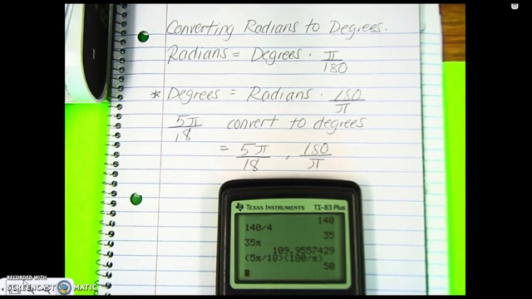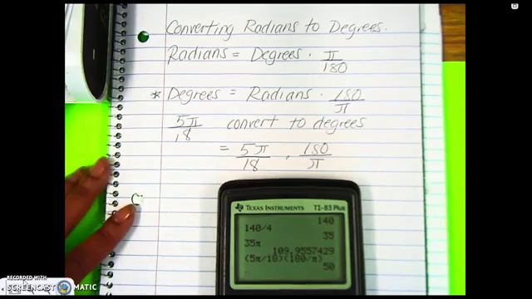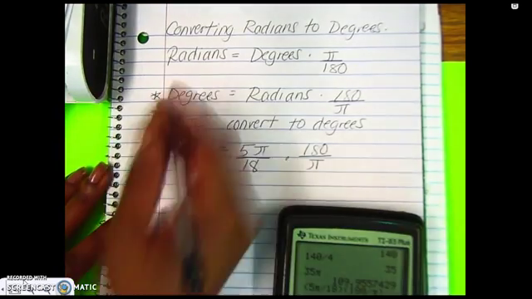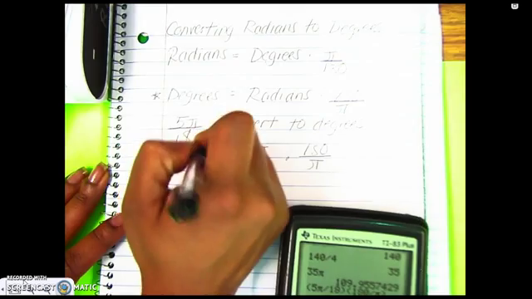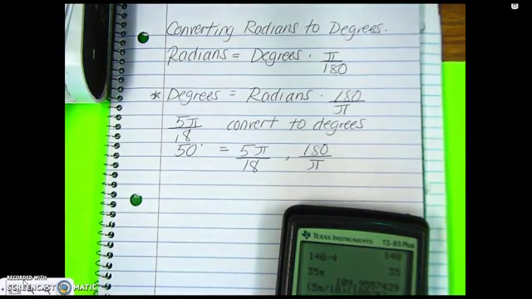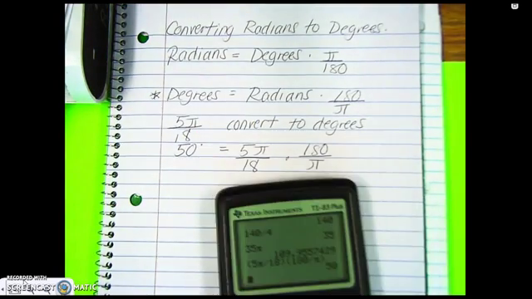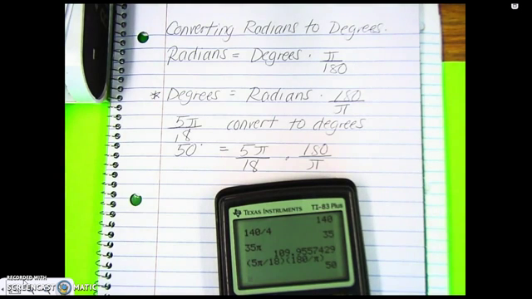All right, so when you plug it into the calculator, you plug in 5 pi over 18 times 180 over pi, and you get 50. So 5 pi over 18 is equal to 50 degrees. All right, questions about that? No? All right, let's try another example.